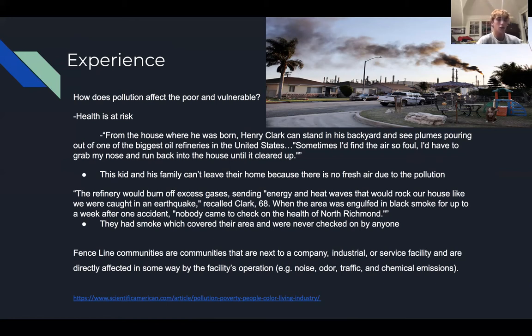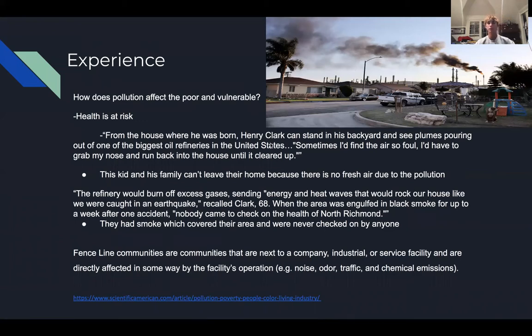And this just goes to show one of the statistics: African Americans in the United States are exposed to 38% more toxic fumes in the air than white people, and they're also 75% more likely to end up living in fenceline areas. And fenceline communities are communities that are next to company, industry, or service facilities that are directly affected in some way by the facility's operation, which can be traffic or chemical emissions.